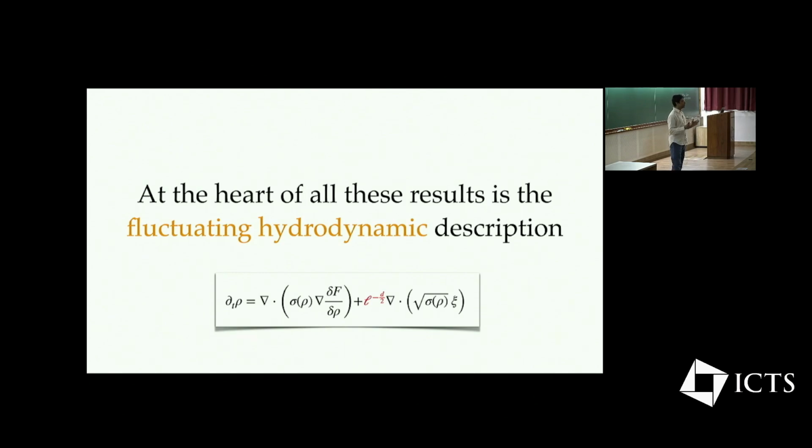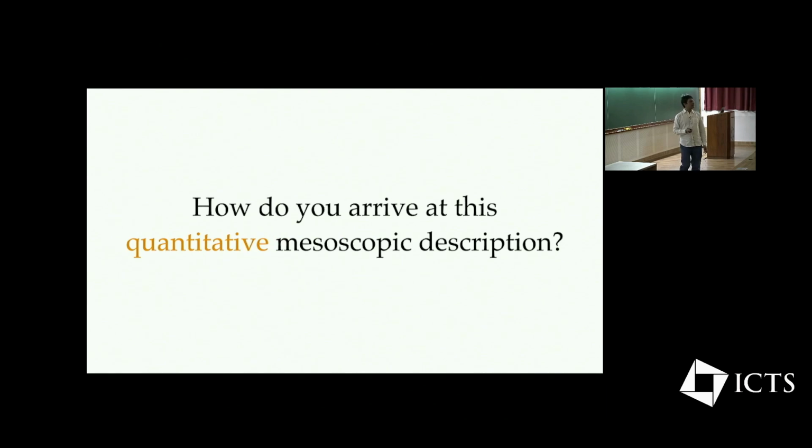Now, at the heart of this connection between these different examples, and also the results that I've quoted to you, the way they are derived is through a description called the fluctuating hydrodynamic description. For the system that I have looked at, or the examples that I've talked about so far, there was only one conserved charge. And for that, essentially the hydrodynamic description is given by a model B kind of equation. Okay? Now the question would be: how would you arrive at such a mesoscopic description, which is claimed to be a quantitative mesoscopic description, such that it can capture all the very large ranges of fluctuations even outside equilibrium?